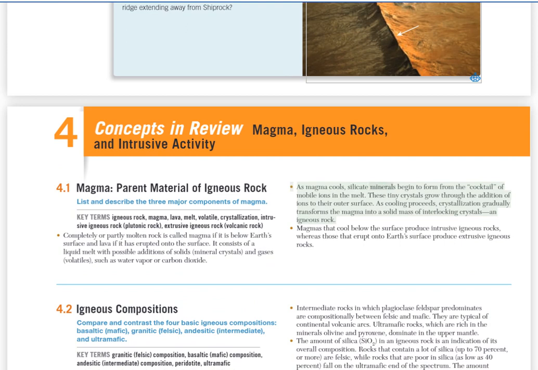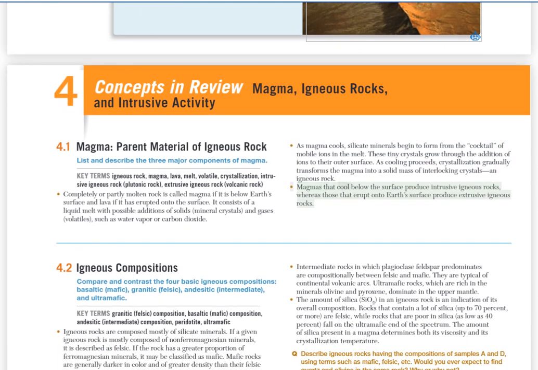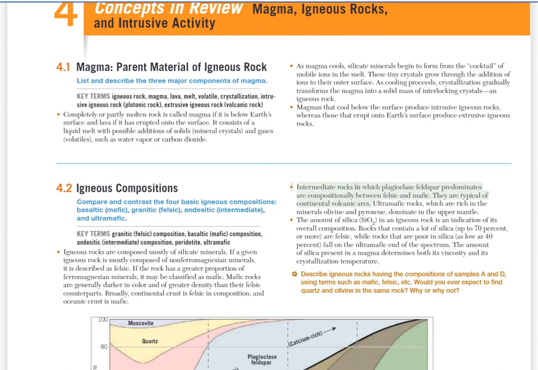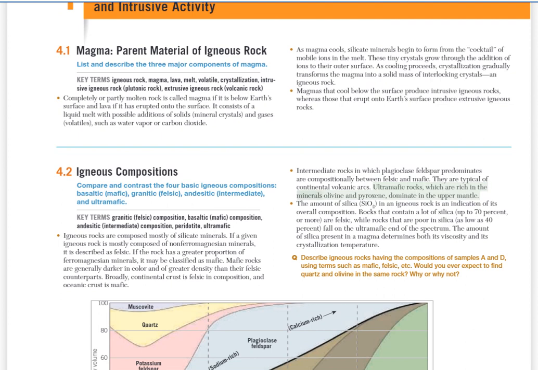As magma cools, silicate minerals begin to form from the cocktail of mobile ions in the melt. These tiny crystals grow through the addition of ions to their outer surface. As cooling proceeds, crystallization gradually transforms the magma into a solid mass of interlocking crystals, an igneous rock. Magmas that cool below the surface produce intrusive igneous rocks, whereas those that erupt onto Earth's surface produce extrusive igneous rocks. Intermediate rocks in which plagioclase feldspar predominates are compositionally between felsic and mafic. They are typical of continental volcanic arcs. Ultramafic rocks, which are rich in the minerals olivine and pyroxene, dominate in the upper mantle.